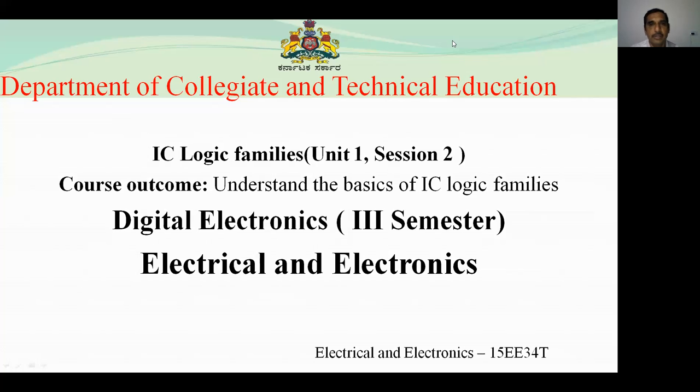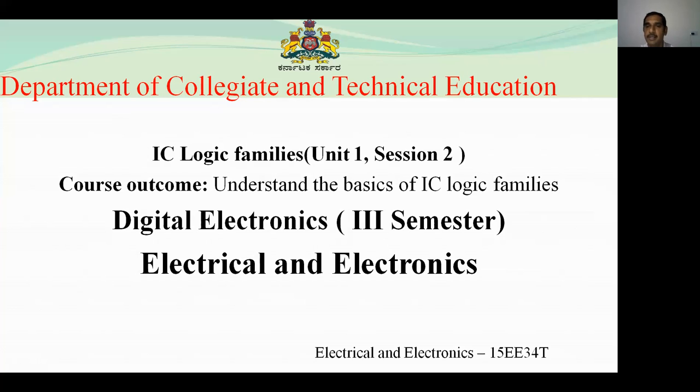Dear students, welcome to the presentation of Session 2, Unit 1, IC Logic Families for the third semester Electrical and Electronics Engineering students for the subject Digital Electronics. The course outcome remains the same for Unit 1, that is, understand the basics of IC logic families. Once Unit 1 completes, the student should be able to understand the basics of IC logic families.